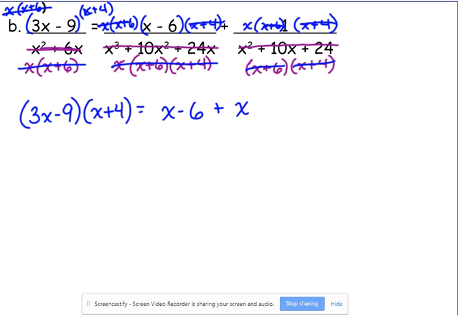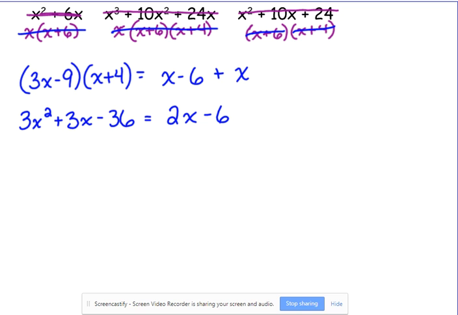Okay? So what do we need to do on the left side? FOIL and combine like terms, right? So 3x squared plus 12x minus 9x, so plus 3x. And negative 9 times 4 is negative 36. And on the right side, combine those x's, 2x minus 6.